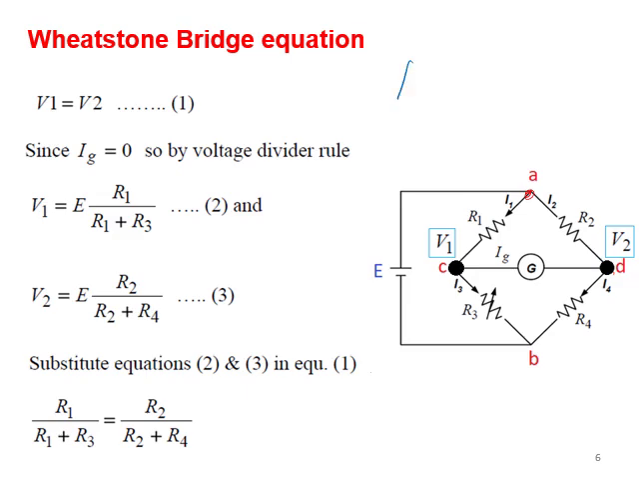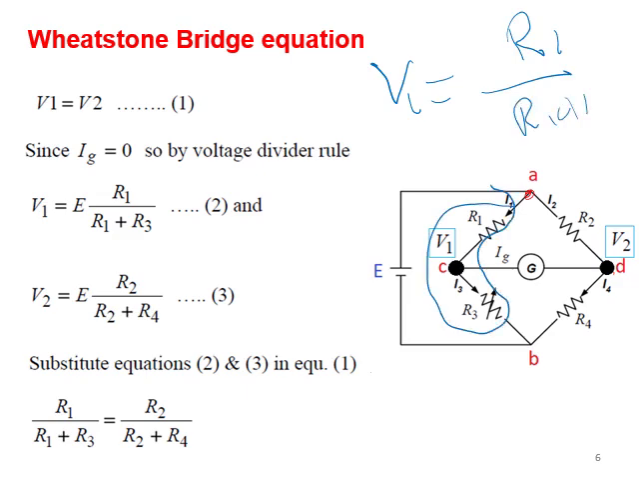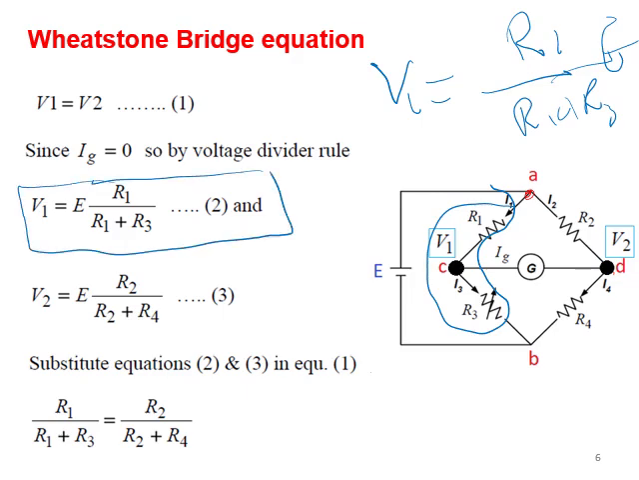So V1 is equal to R1 over the total resistance in series, meaning R1 plus R3, all multiplied into E. That's what I'm showing here, so this is equation number 2. Same thing we can use to get the voltage divider rule on R2, the voltage drop on R2, which we will call V2. So you are going to get this equation.